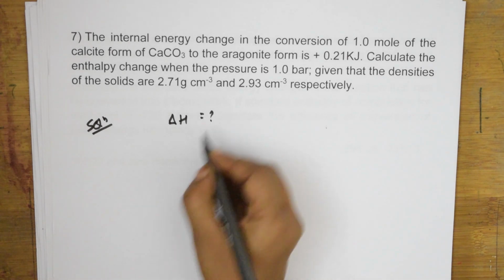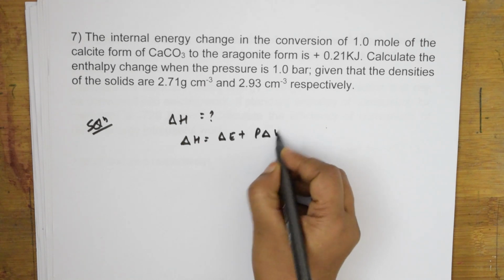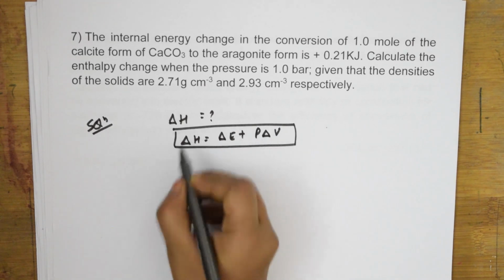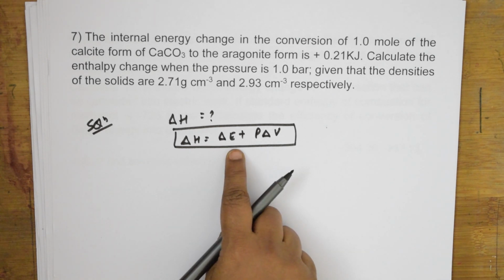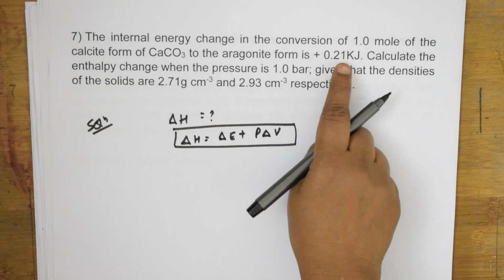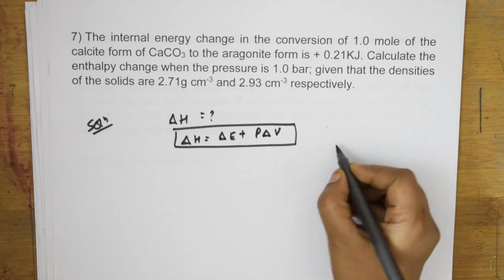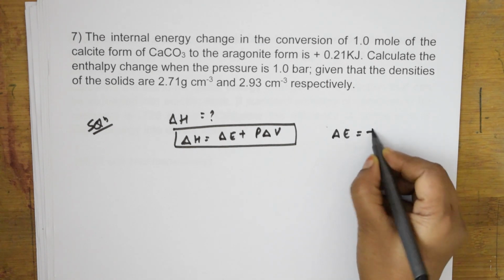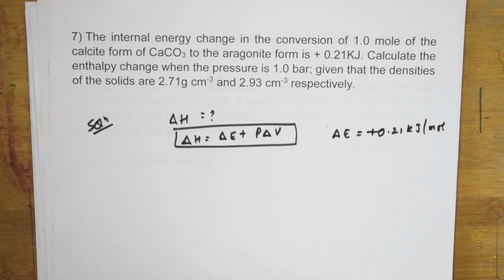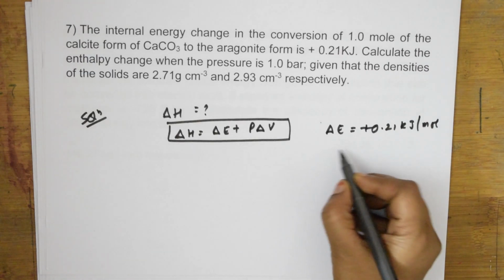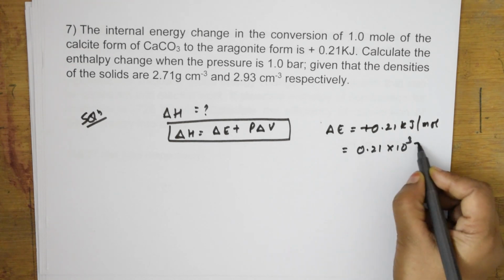So what is the formula which I know? Delta H is equal to delta E plus P delta V. This is what I know because I need to calculate delta H. What is delta E? How much did they give? They've given plus 0.21 kilojoules. So delta E value is plus 0.21 kilojoule per mole. To convert this into joule, it is 0.21 into 10 raised to the power of 3 joule per mole.